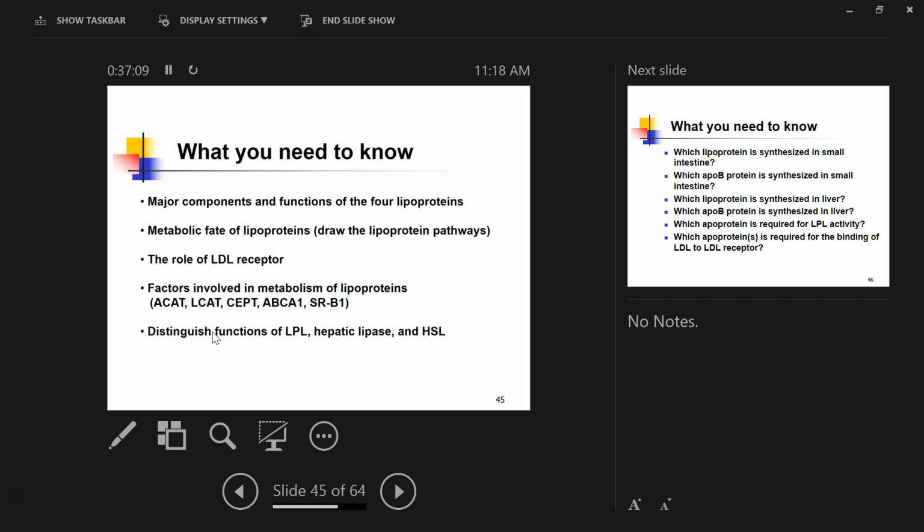What about the ABC1? It is on the surface of peripheral tissue, and it facilitates the transport of lipids from peripheral tissue to the beta HDL. Okay, so SRB1 is also a receptor, right? Located on the surface of the liver and some other cells as well, and it helps the uptake of the alpha HDL.